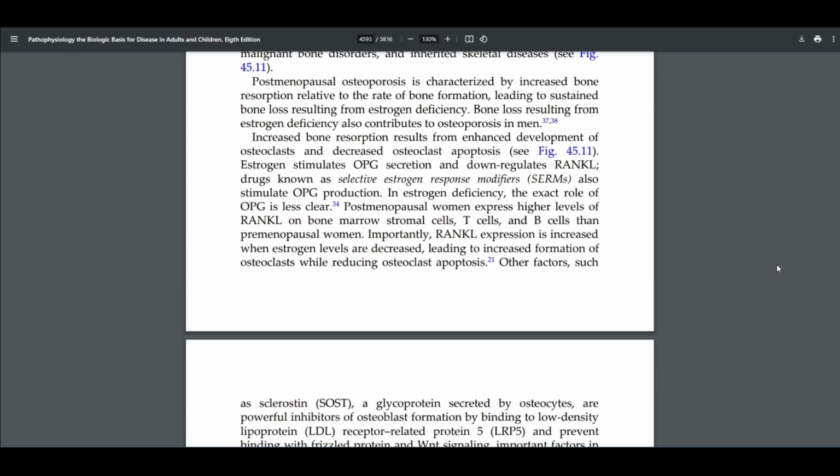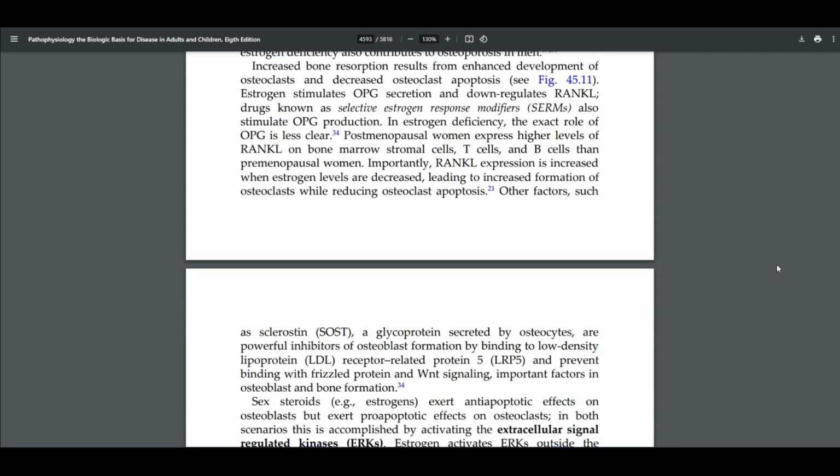In estrogen deficiency, the exact role of OPG is less clear. Postmenopausal women express higher levels of RANKL on bone marrow stromal cells, T cells, and B cells than premenopausal women. Importantly, RANKL expression is increased when estrogen levels are decreased, leading to increased formation of osteoclasts, while reducing osteoclast apoptosis.